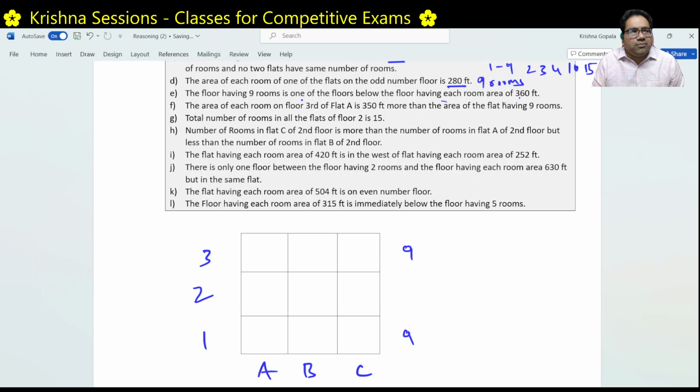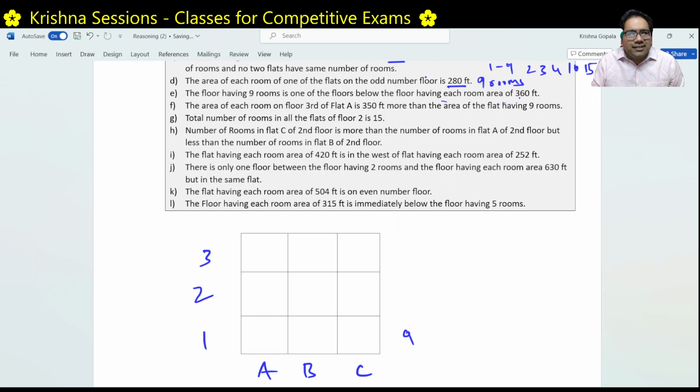The floor having 9 rooms is one of the floors below the floor having each room area of 360 square feet, right? So that means this has to be first floor only. It cannot be third floor because third floor is not below anything. Only first floor can be below anything. So that means this 9 we can actually remove from here. So 9 can be in first floor only.